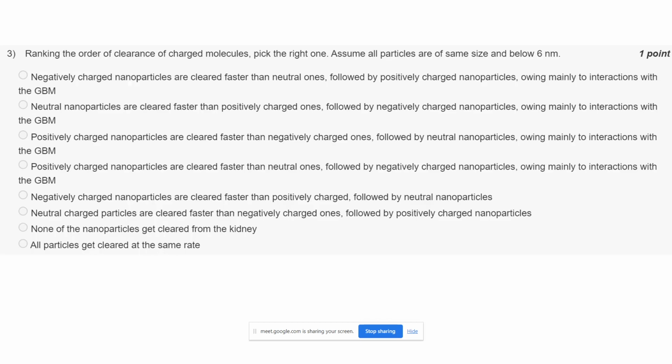Now, the next question was ranking the order of clearance of charged molecules. We have to pick the right one, assuming that all the particles are of same size and below 6 nanometer. So the correct option would be the fourth option, positively charged nanoparticles are cleared faster than neutral ones, followed by negatively charged nanoparticles owing mainly to interactions with the GBM.